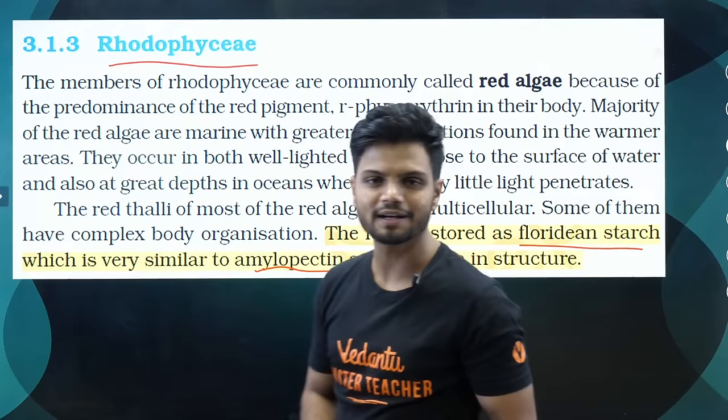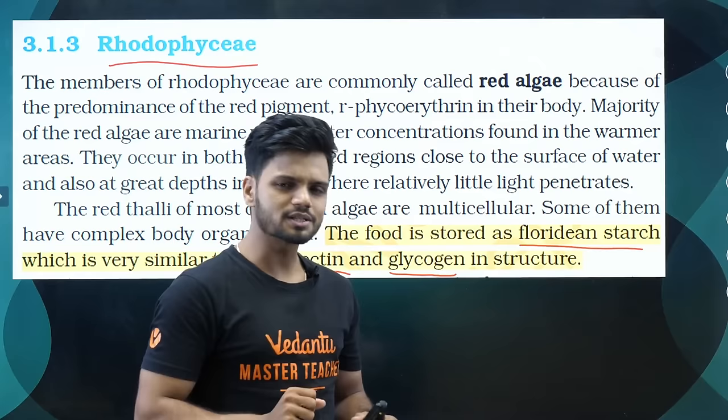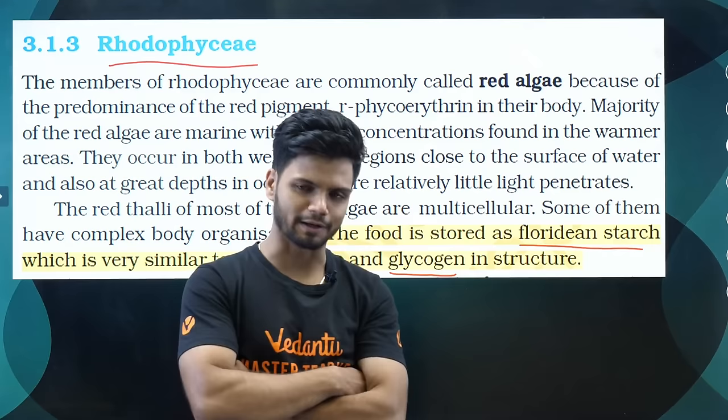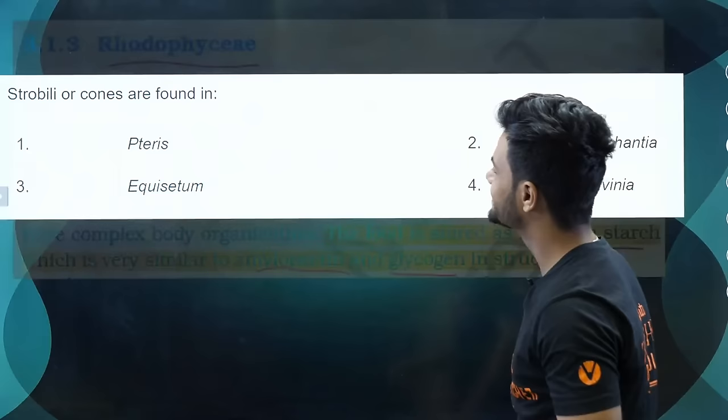Now, all of you know chemistry. Can I ask you a chemistry question here? What is the structure of amylopectin? Is it alpha-1-4 or is it alpha-1-6? Tell me in the chat quickly. Chemistry also you should know. Biomolecules.